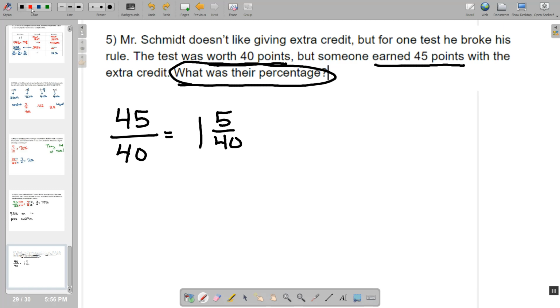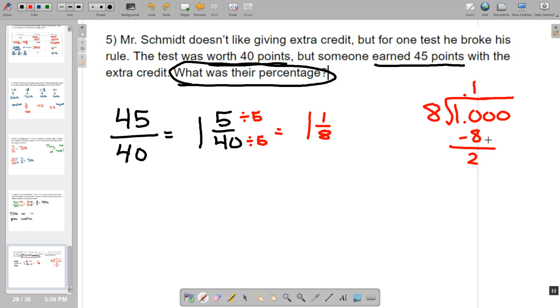Now I can simplify by dividing both of these by 5, which gives me 1 and 1/8. 1/8 is not one of the fraction to percent conversions we're supposed to have memorized, so we have to do our long division. Once again, inside out, 1 divided by 8. And I'm going to divide quickly because we've done this a lot. Our decimal point goes between the hundredths and thousandths place. So this is 112% with an extra 5/10 left over.